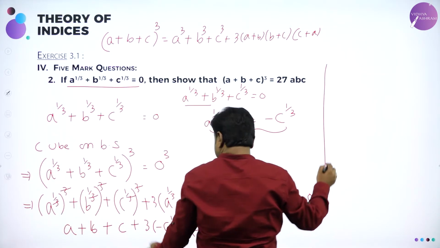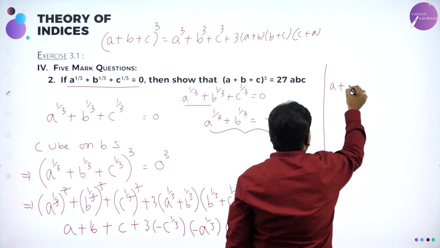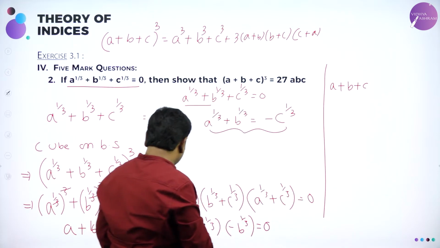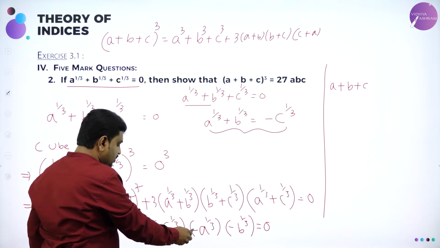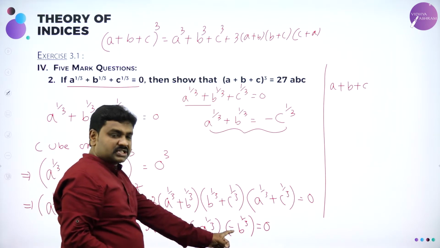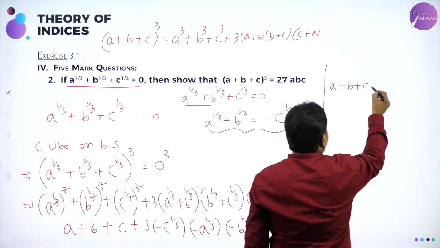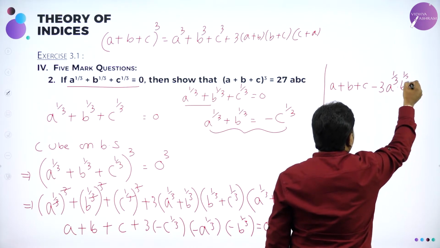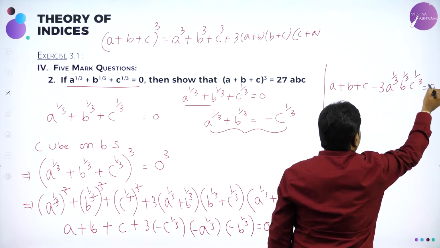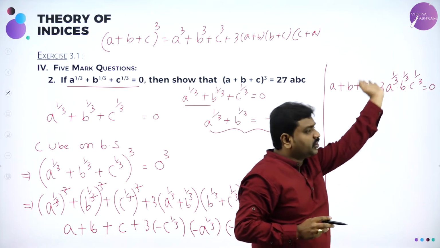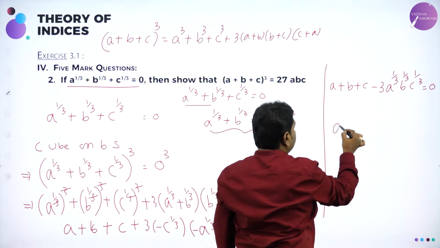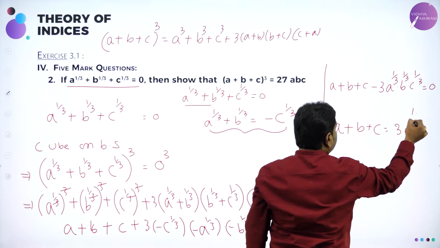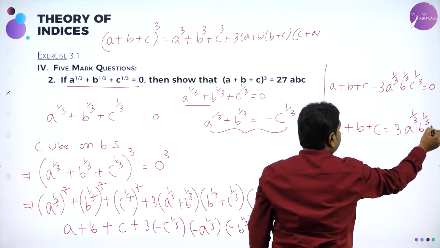If you simplify, LHS becomes a + b + c. Plus into minus is minus, minus into plus is minus. So 3 times, if you multiply minus, you will get minus 3 times a^(1/3), b^(1/3), c^(1/3). The right side is equal to 0. Now transfer this negative term to RHS. Then we'll have a + b + c is equal to 3 times a^(1/3) into b^(1/3) into c^(1/3).